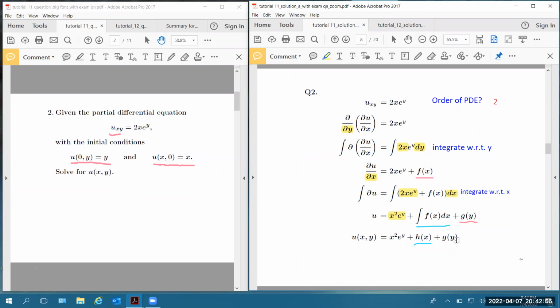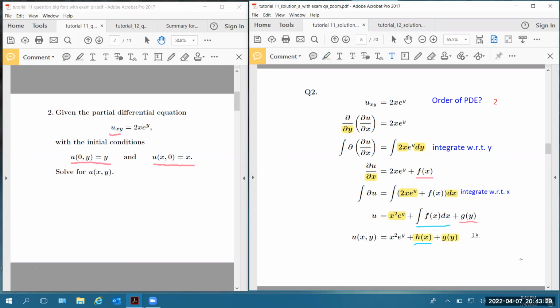And if you look at our final solution here, how many arbitrary functions do we have? Class, if you look over here, how many arbitrary functions do we have? Yeah, 2. So your arbitrary functions here will be the h(x) and the g(y). So 2 arbitrary functions.